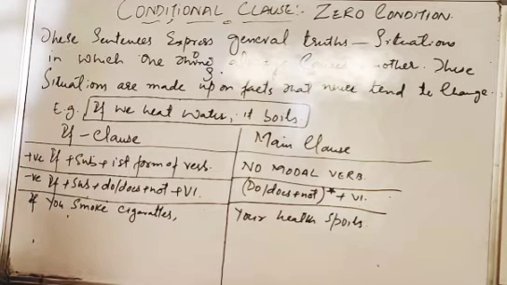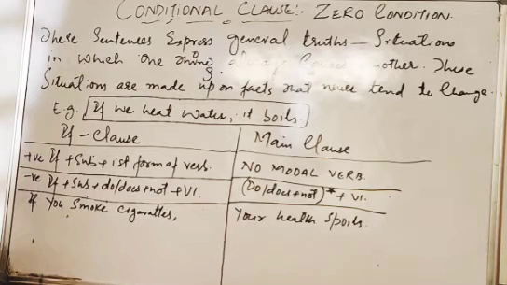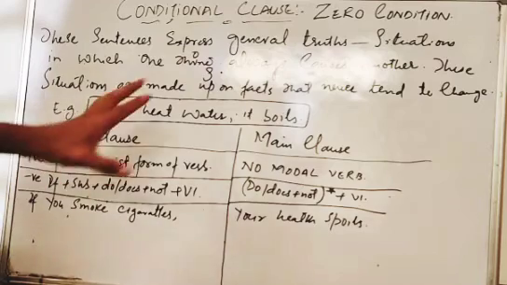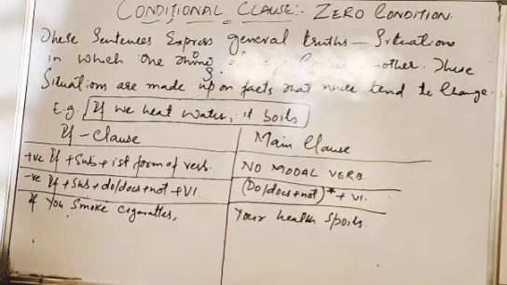Say for example, if I write, if we heat water, it will boil. This will boil, it expresses possibility. However, it is a general fact. It doesn't require a modal verb. It doesn't require a possibility or any chance of happening, because this is obvious that this will happen. If we heat water, it boils.